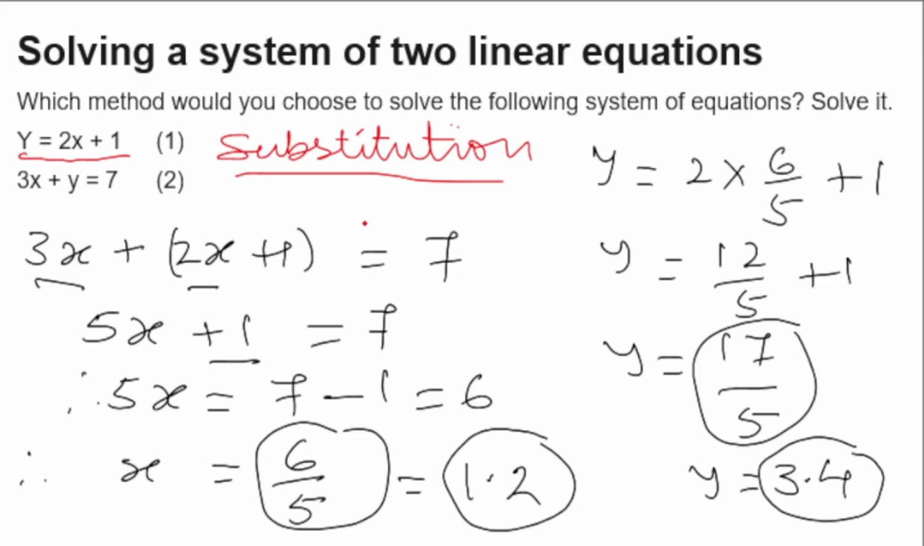So you have seen all the four methods. I assume that you will easily handle all the four methods now.